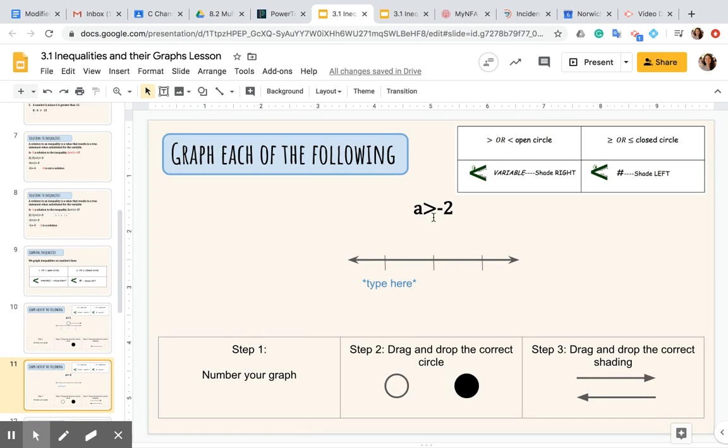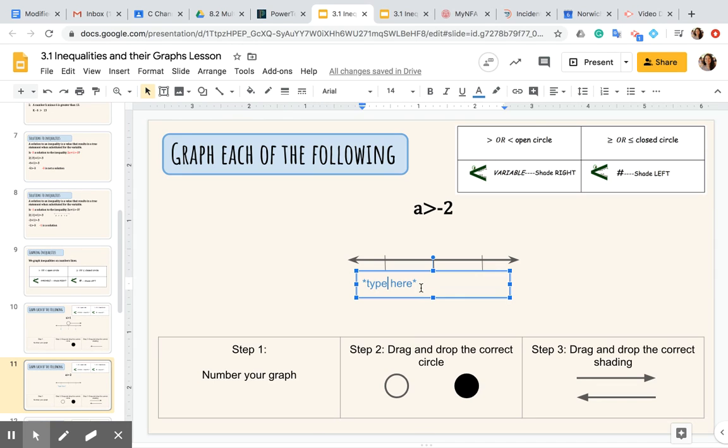Let's do another. a is greater than negative 2. Okay, well now I've got to be careful. Now I've got negative numbers. So if I want my negative 2 to be in the middle, then I want a number that's smaller to the left. Think backwards for negatives. The number that's smaller than negative 2 is negative 3. Negative 2 goes next, and the number that's bigger than negative 2 is negative 1. So step 1 is done.